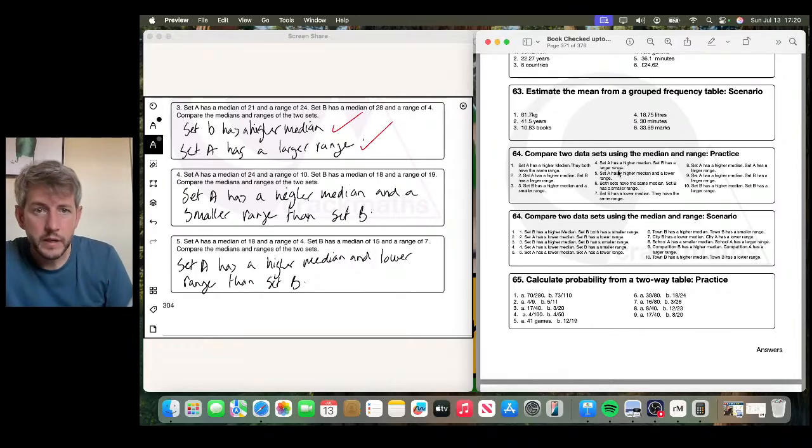Where are we with that one? Set A has a larger... set A has a higher median. This is number 5, isn't it? No, number 4 I want. Set A has a higher median, yep. Set B has a larger range. Set A has a higher median and a smaller, yep, that's fine. Okay, and then here, set A has a higher median and a lower range than set B. Perfect.